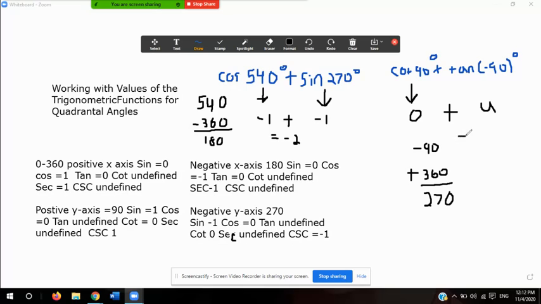So this equals, and we're going to type in undefined. That would be the answer for that exercise, in spite of the fact that the cotangent of 90 is 0, because the tangent of negative 90 is undefined. Once we find the coterminal side, we say that the answer is undefined.